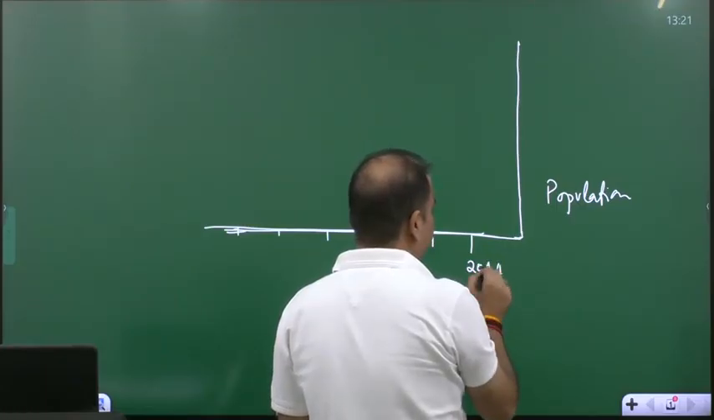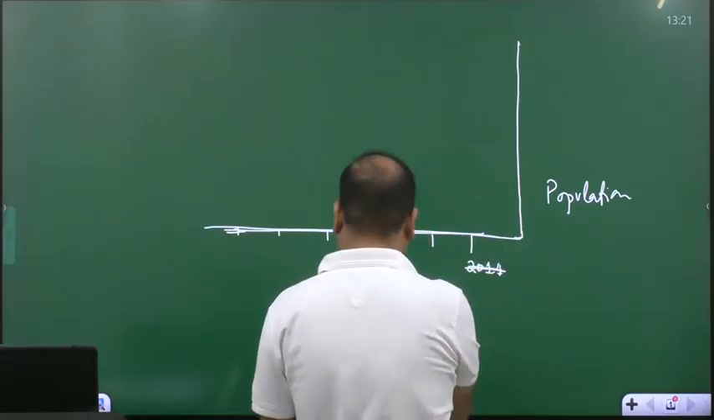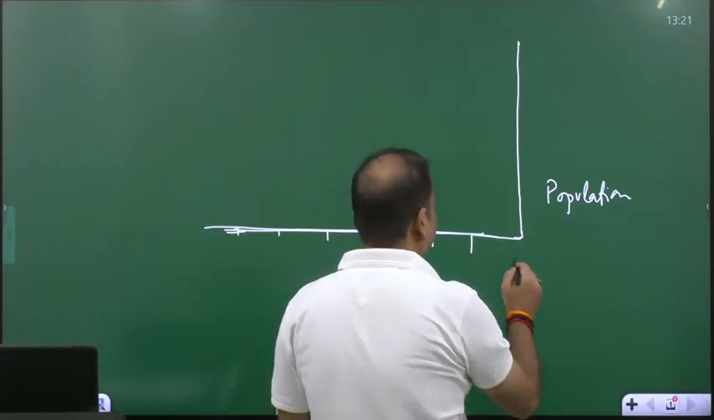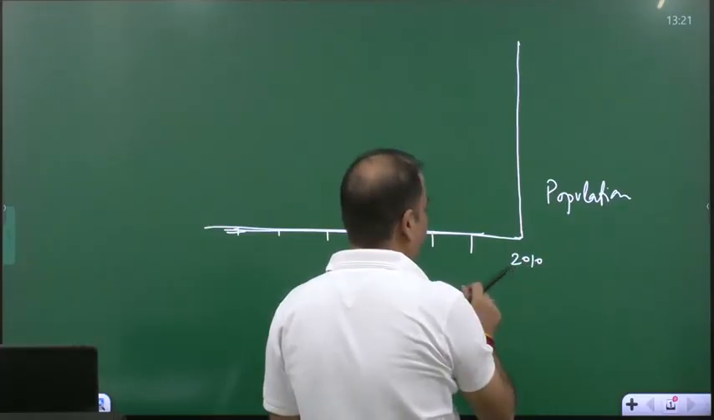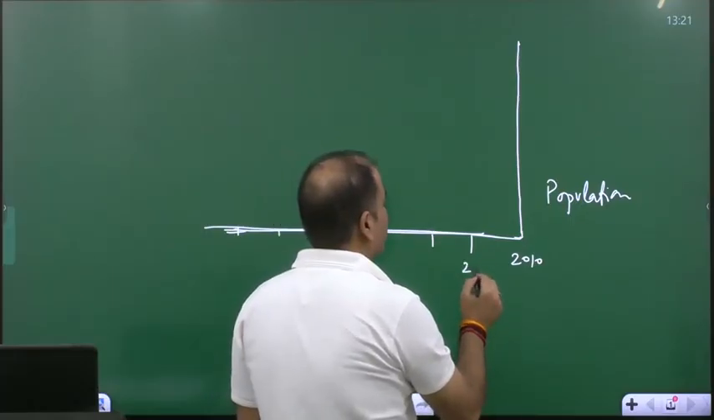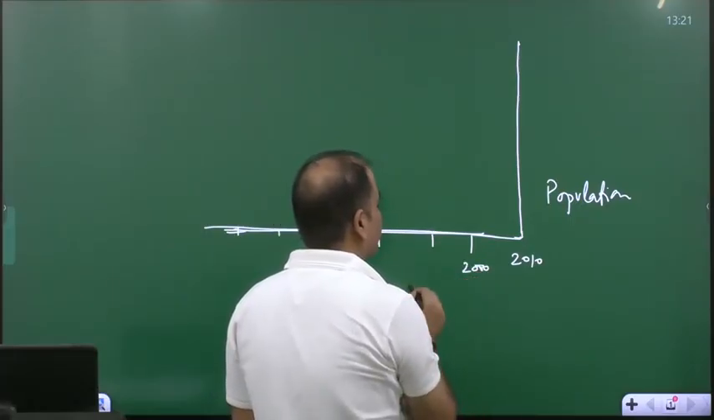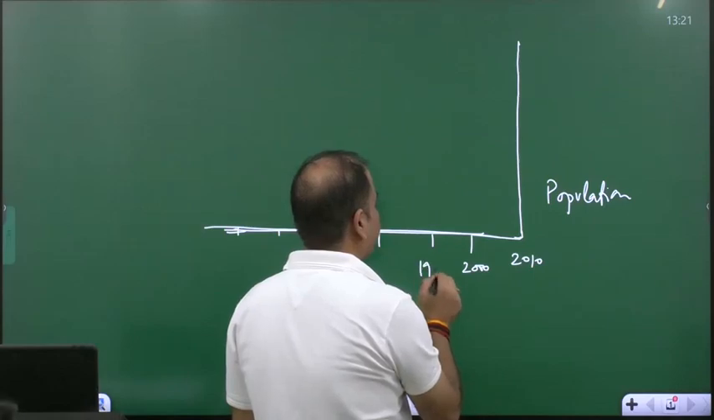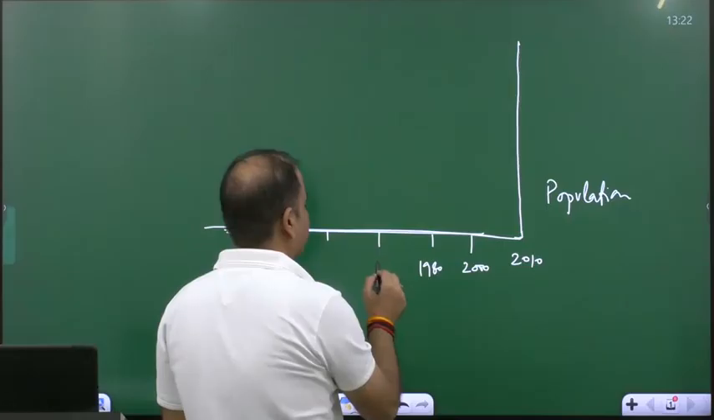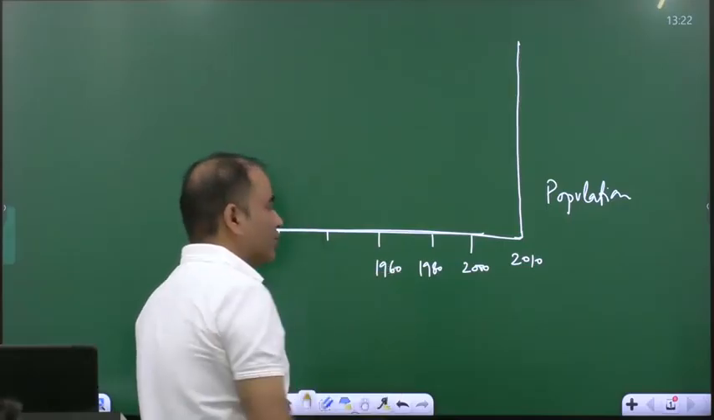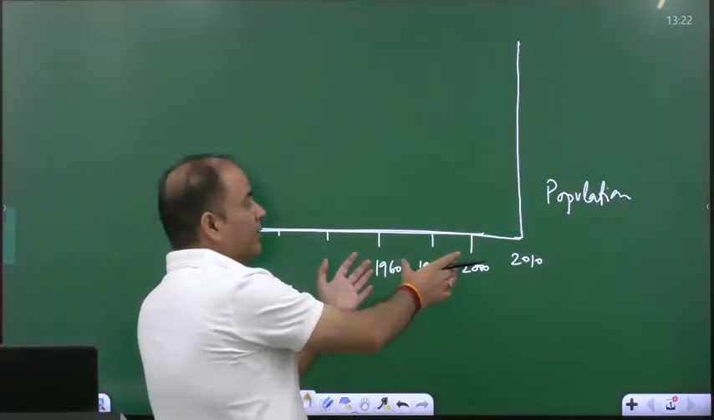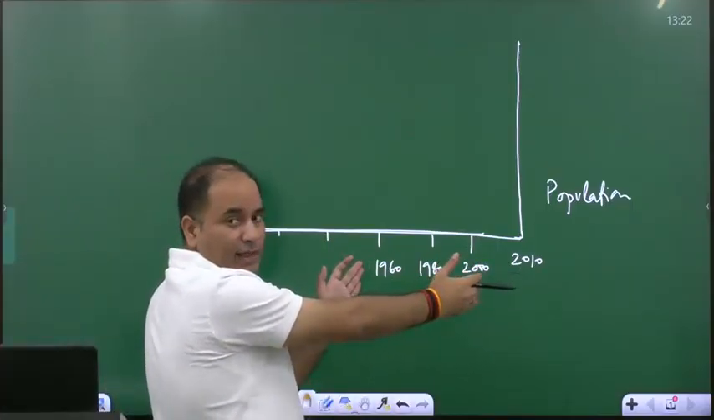Now let's suppose that this is 2011, or here we have 2010, here we have 2000, here we have 1980, here we have 1960. So if you plot on this, then you will find most of the population that were high is in this area, last area.